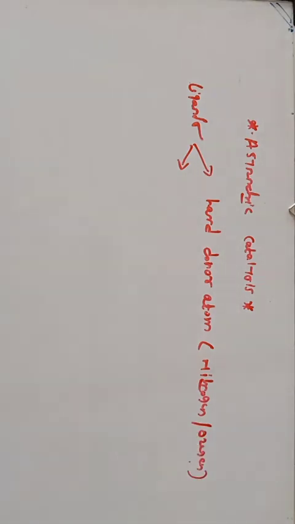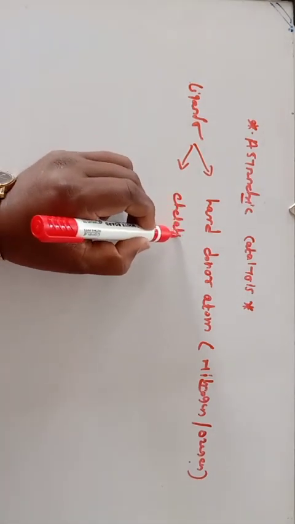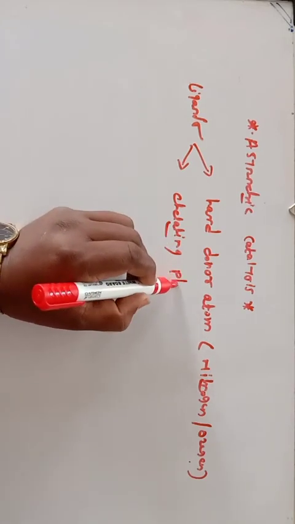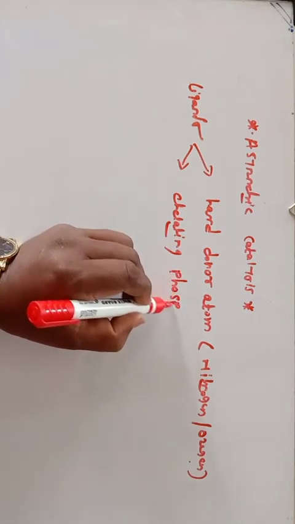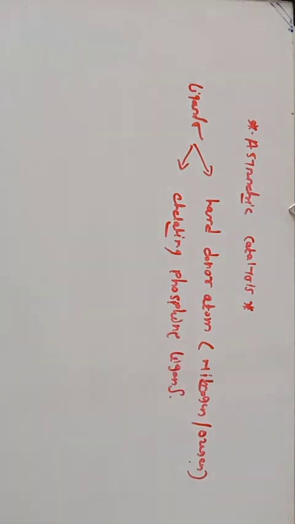Hard donor atom, so this nitrogen is not a hard donor atom, it is borderline, but for our convenience we consider this nitrogen a hard donor atom. And the second is the chelating phosphine ligand. So you should remember, whatever the ligand, they are of two types. One is hard donor atom containing nitrogen and oxygen, and second is chelating phosphine ligand.